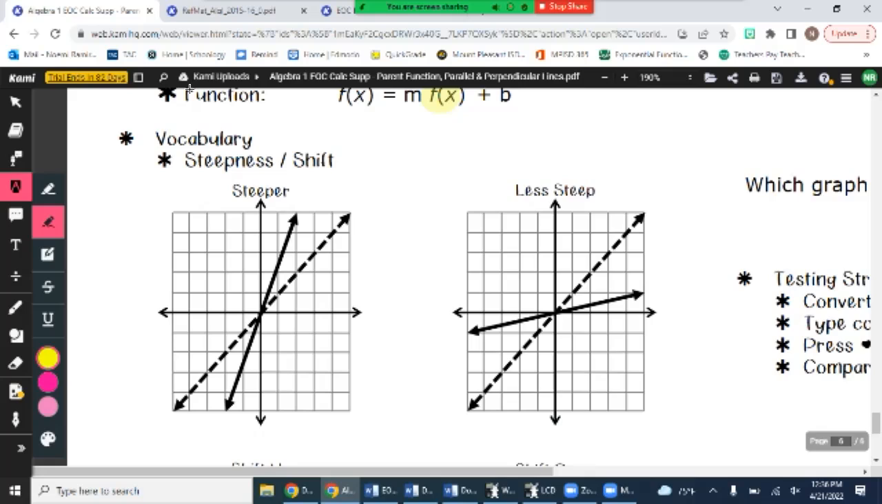Now, vocabulary that you do need to know is steepness. Steeper: if the line is standing up more, that is steeper. If it's starting to lay down, it's less steep. Think of climbing up a mountain. If it's harder to walk up the mountain, that means it's steeper. If it's harder to walk on the treadmill, it's steeper. Less steep is the easy level, when it's laying down a little bit more.